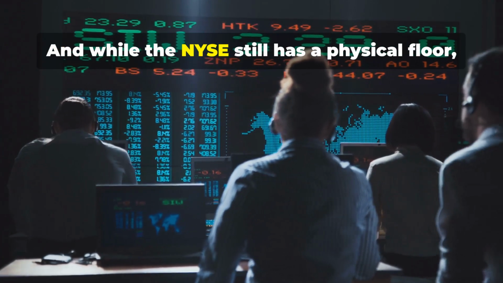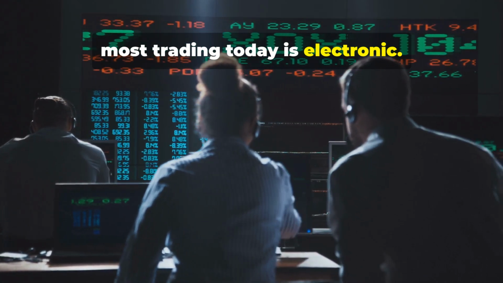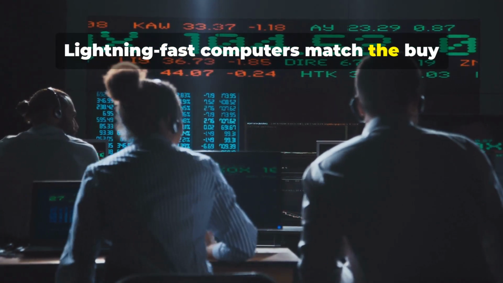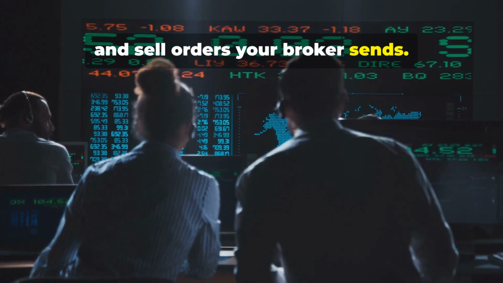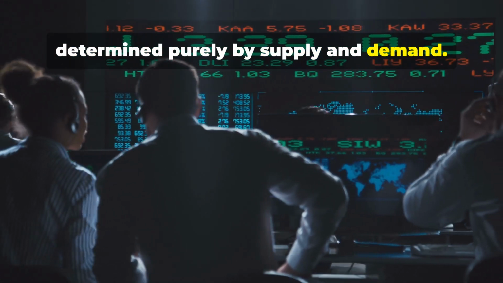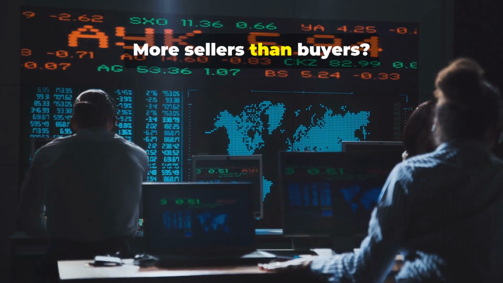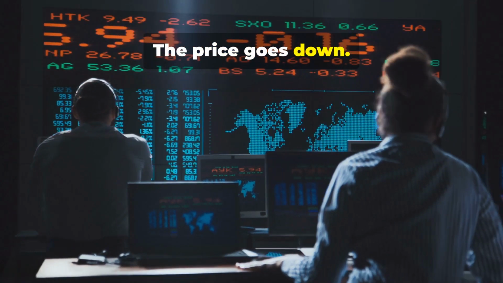And while the NYSE still has a physical floor, most trading today is electronic. Lightning-fast computers match the buy and sell orders your broker sends. The price of a stock you see is determined purely by supply and demand. More buyers than sellers? The price goes up. More sellers than buyers? The price goes down.